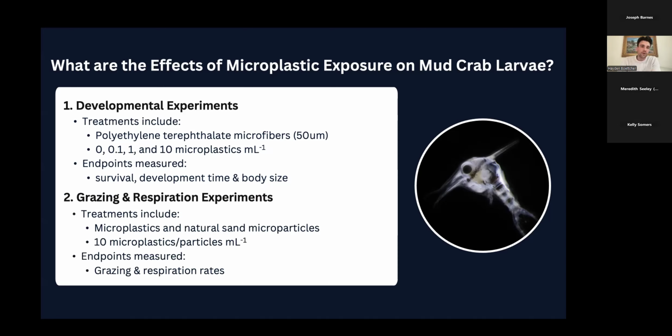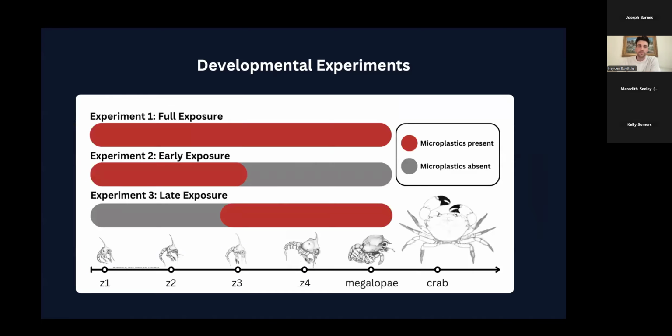And then to follow up these developmental experiments, we also did a grazing and respiration experiment. And so here is where we started to include these natural sand microparticles as a positive control for microplastics as well. And so we had microplastic treatments, control treatments, and also a natural particle treatment, all at our high end of exposure, so 10 pieces or particles per milliliter. And during these experiments, we measured the grazing and respiration rates. And so we're going to get into that later. First, we're going to talk about the developmental experiments.